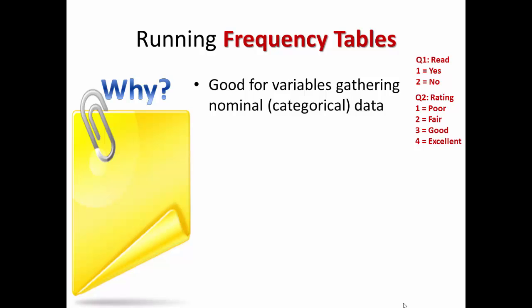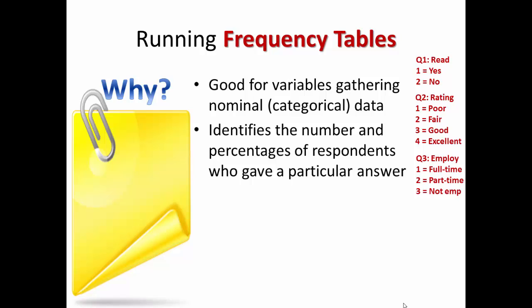What percentage or number of people said poor? What percentage said fair? What percentage said good? And what percentage said excellent? And then in terms of employment status, full-time, part-time, not employed, all of those are nominal or categorical variables. This will identify the number and the percentage of respondents who gave a particular answer.